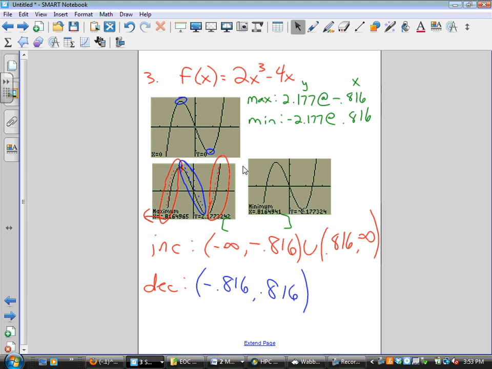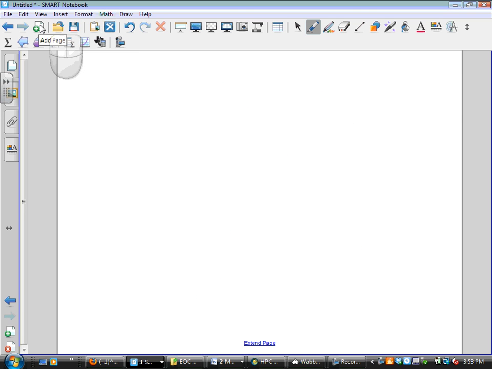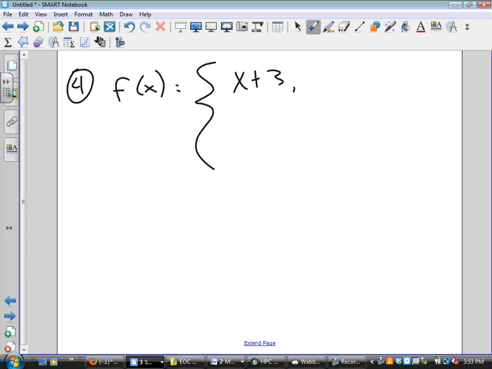Okay, number 4. Number 4 is a piecewise graphing question. And it's a piecewise function because it's defined differently for different values of x. So when x is less than 3, we're going to use the function x plus 3. And when x is greater than or equal to 3, we're going to use the function negative x minus 2.